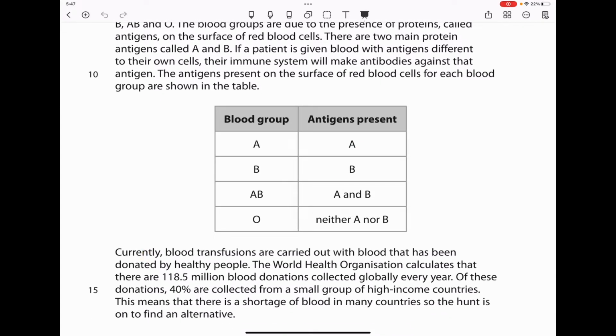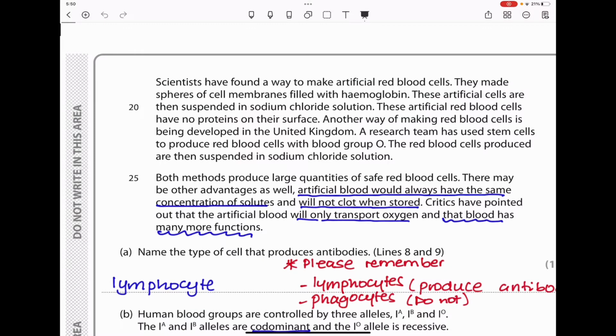Continuing, they say currently blood transfusions are carried out with blood that has been donated by healthy people. The World Health Organization calculates that there are 118.5 million blood donations collected globally every year. Of these donations, 40% are collected from a small group of high-income countries. This means that there is a shortage of blood in many countries, so the hunt is on to find an alternative. Scientists have found a way to make artificial red blood cells.